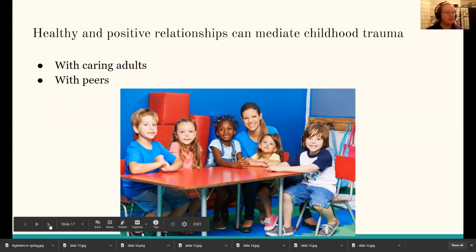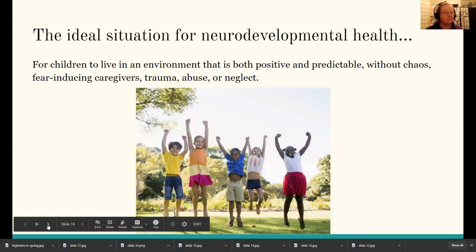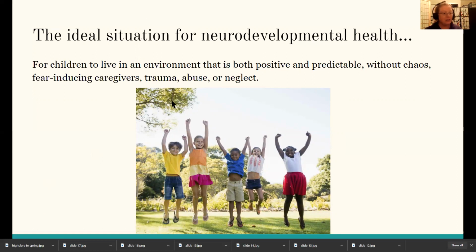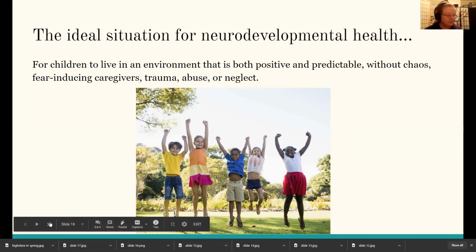Healthy and positive relationships can mediate childhood trauma with caring adults and with peers. The ideal situation for neurodevelopmental health for a child is for children to live in an environment that is both positive and predictable, without chaos, fear-inducing caregivers, trauma, abuse, or neglect.